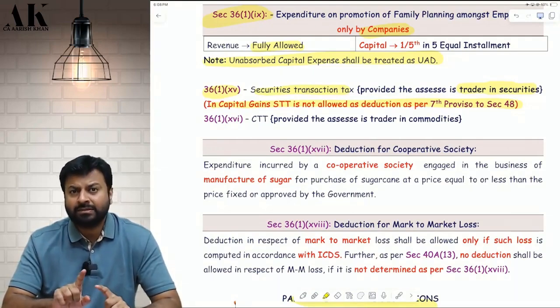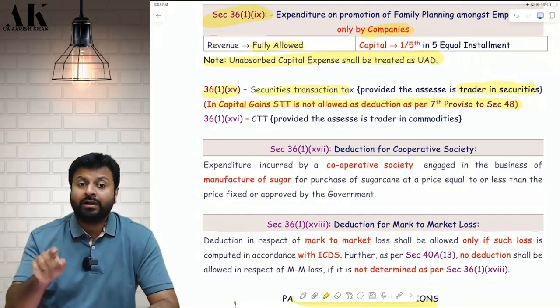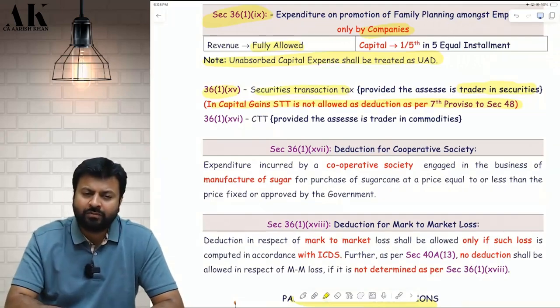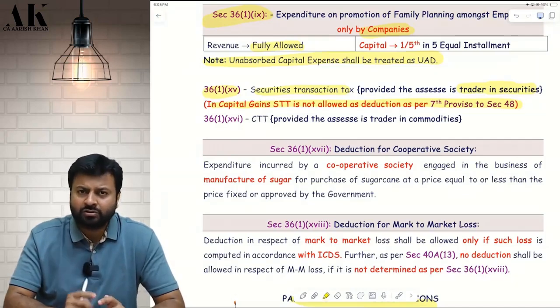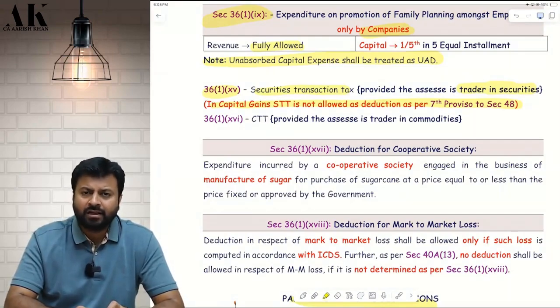Again, it is allowed as a business expense, provided you are a trader in commodity once again. Is it clear, all of you? So, if trading in commodity is your day-to-day activity, that is your PGBP, then the commodity transaction tax will also be considered as a PGBP expense. Are you clear?